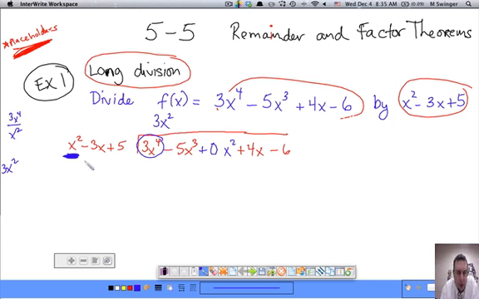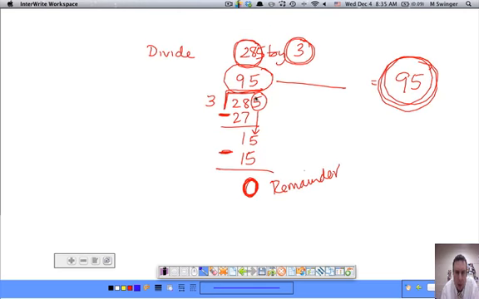How do you do that? What do you normally do? I do this times this, and I get 3x to the 4th, right? That's what you normally do. Let me go back to this. What do I do? How many times does 3 go into 28? 9 times. Then what do I do? I take this times this, and I got this.